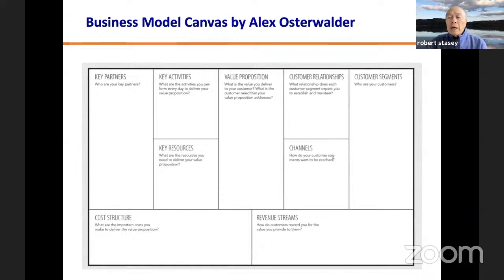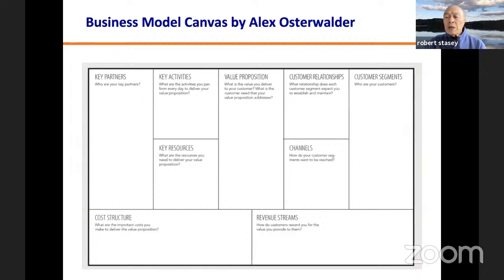So the business model canvas that was developed by Mr. Osterwalder enables both new and existing businesses to determine how to create, deliver, and capture value. It includes the following steps. We're going to start off with a certain sequence that he developed. We'll start off with the far right, which is customer segments.